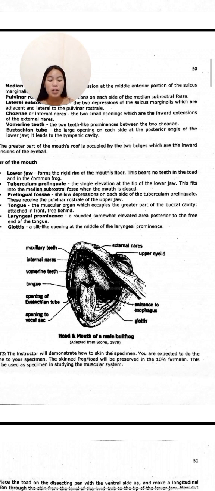The passageway continues down into the back of the mouth and into the throat. So, ang choanae, it helps us to open the back nasal passage, on the left and right side. Next is eustachian tube.